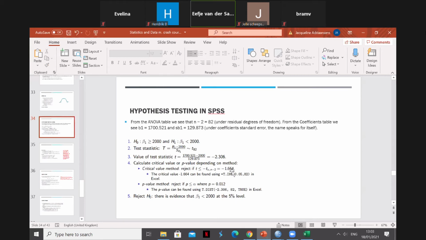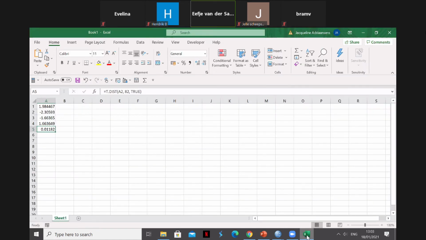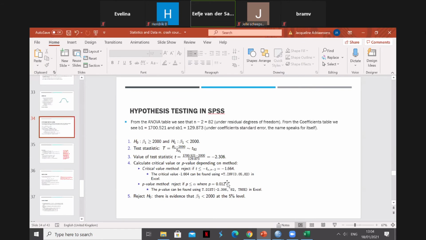Yes. So this would be our critical value. We had calculated it as well. I had 1.663 and a minus, but you round it to 1.664. Okay, and our p-value is this one, so that's 0.012, which is also the same as this one. So our critical value is minus 1.664.